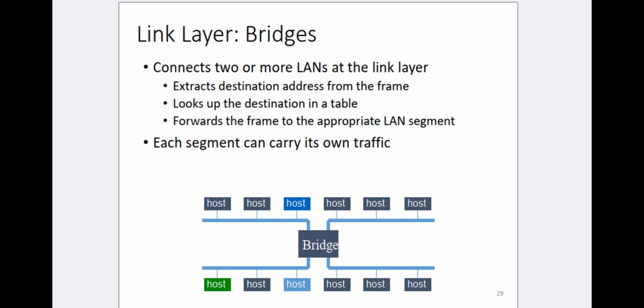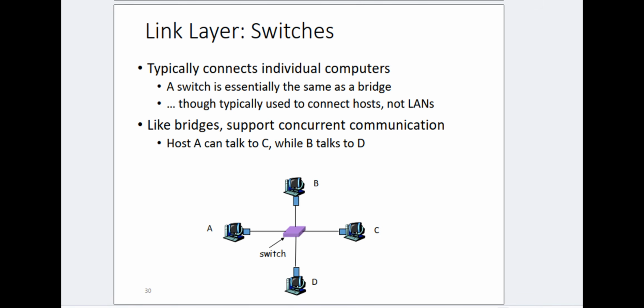Link layer. Bridges connect two or more LANs at the link layer. A bridge extracts the destination address from the frame, looks up the destination in a table, and forwards the frame to the appropriate LAN segment. Each segment can carry its own traffic. Switches typically connect individual computers.